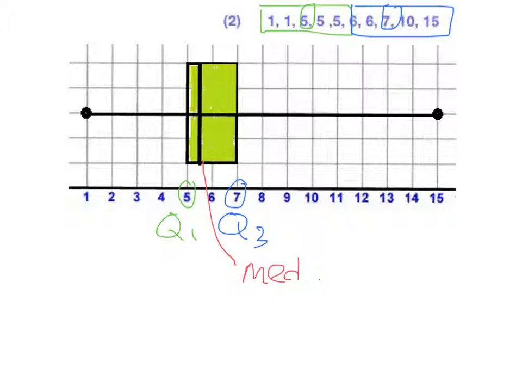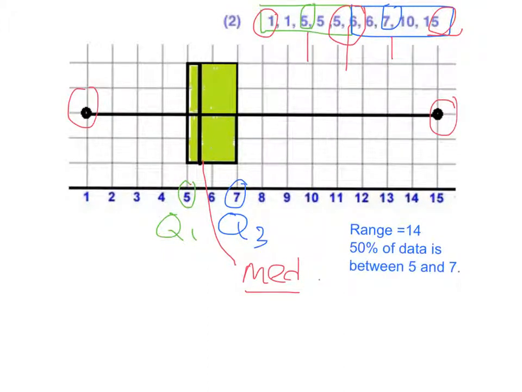Welcome back. So the median is between 5 and 6, that is 5.5 over here. And max is 15, min is 1. This is Q1 over here, number 5, 7 is Q3. So you should have a diagram like this. The range is 14, 50% of data is actually between 5 and 7 over here. And the median is actually towards the lower end of the data distribution.